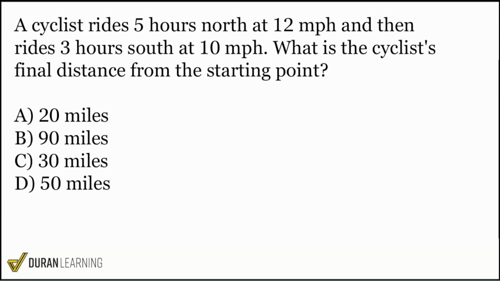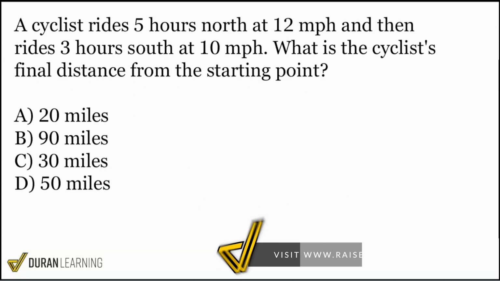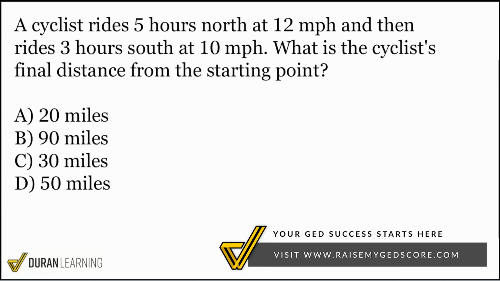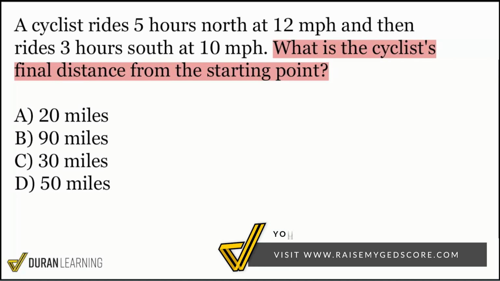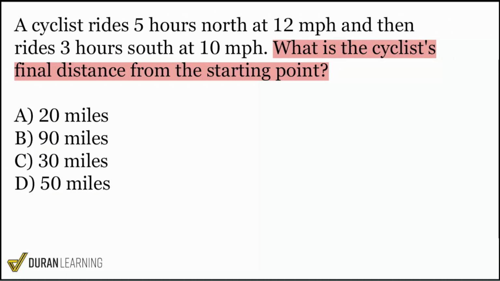So let's get started on this second problem. And as always, we want to read the question first. Everybody, help me out here. Let's read where it says, what is the cyclist's final distance from the starting point? Okay, cool. So what are we looking for here? Distance, rate, or time? Hopefully it's pretty straightforward, because we are clearly shown the word distance in that question sentence.